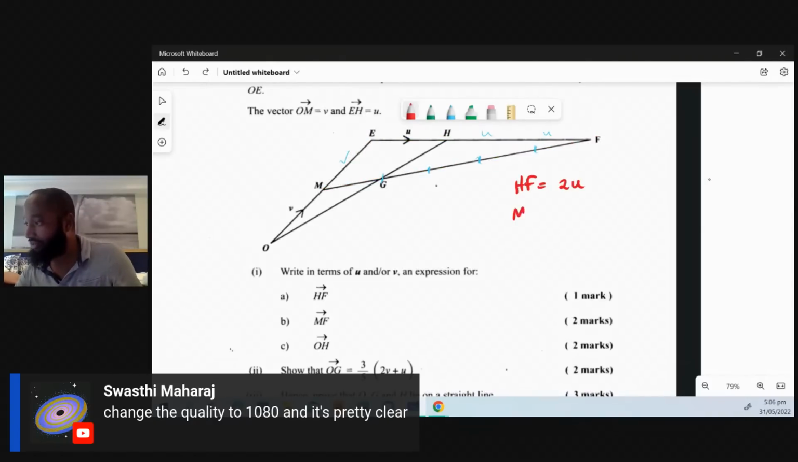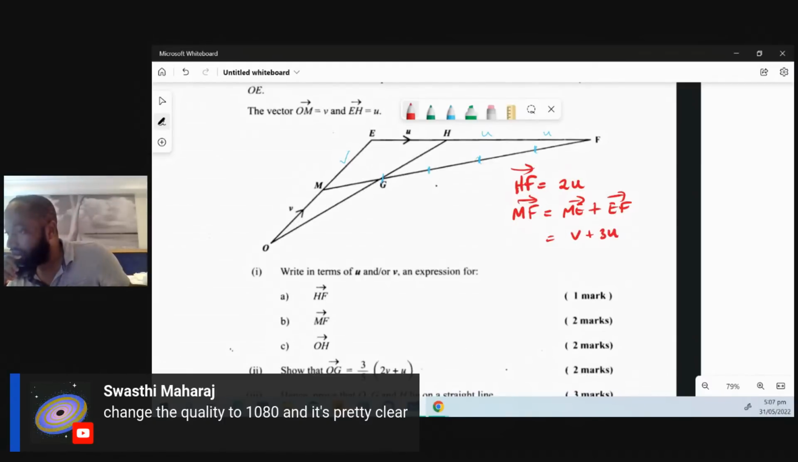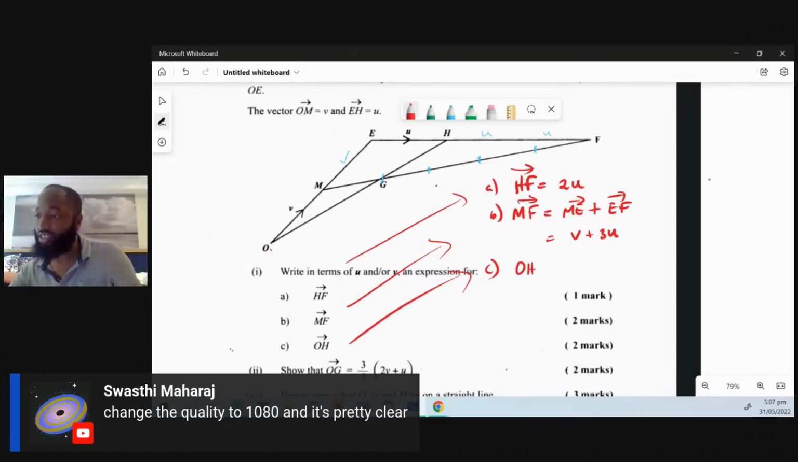So MF is equal to ME plus EF. So this is V plus 3U. So far, so good. OH. So this is A, B, and C. OH would be equal to what, where O and H is. This is the route that they're looking at, but we can take V, U. This is an easier one by V plus U, right? So 2V plus U.